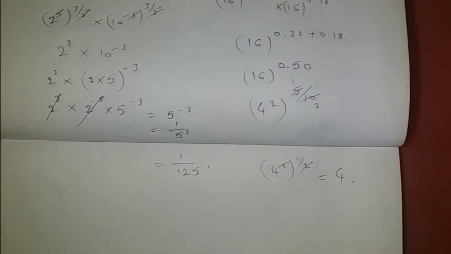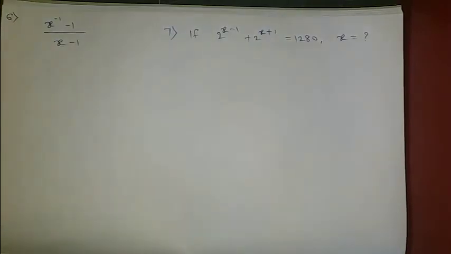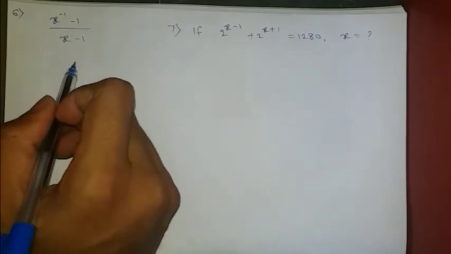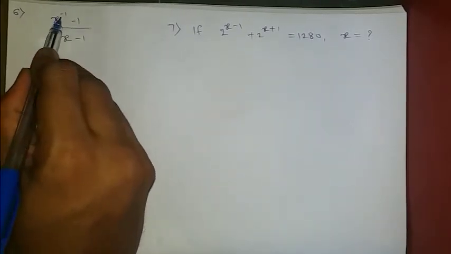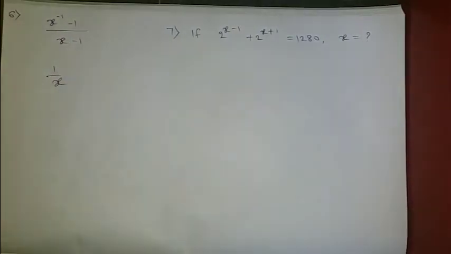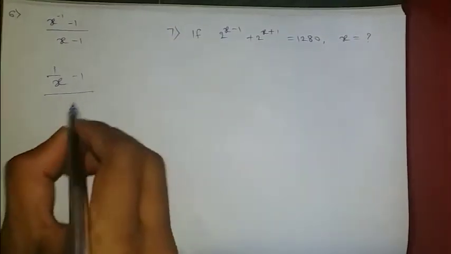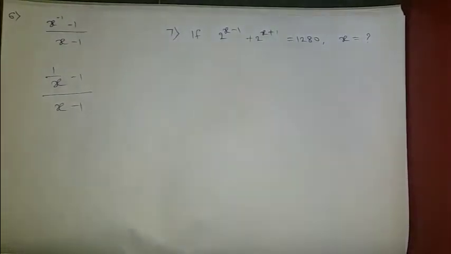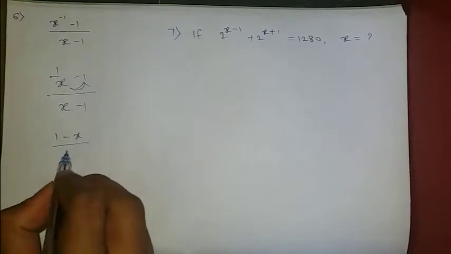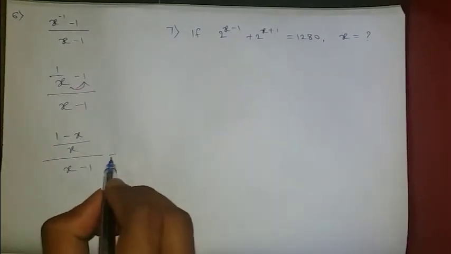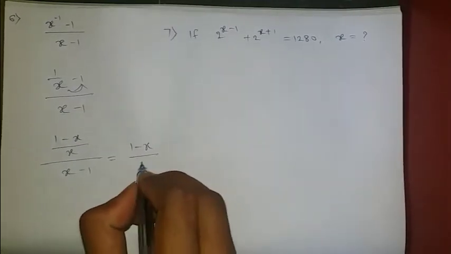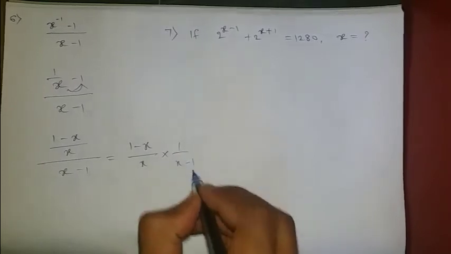Let's move to the next question. The next question is (x^-1 - 1) divided by (x - 1). Here the power is negative, so we write the reciprocal: 1 by x, minus 1 as it is, the whole divided by x minus 1. This 1 as it is, minus x into 1 by x, divided by x, the whole divided by x minus 1. Now if you solve this, we get (1 minus x) divided by x, into 1 by (x minus 1).